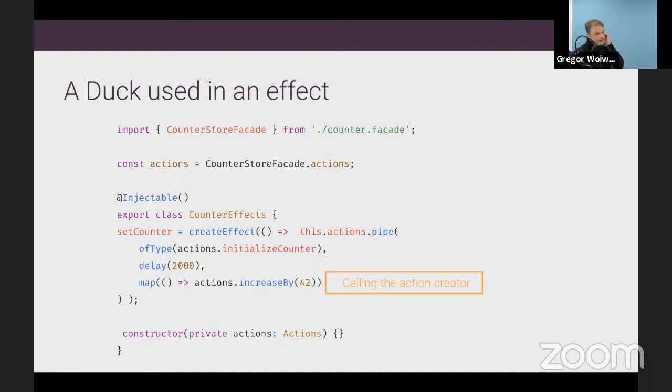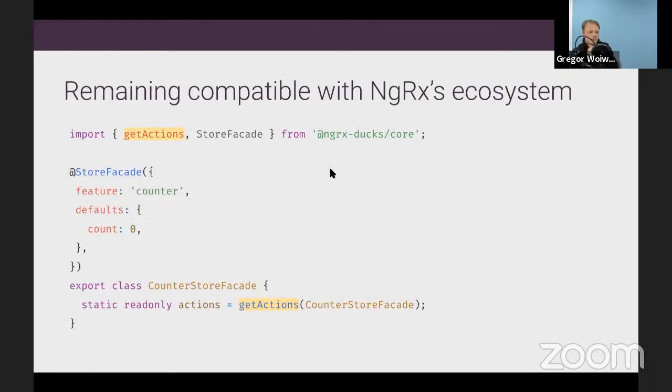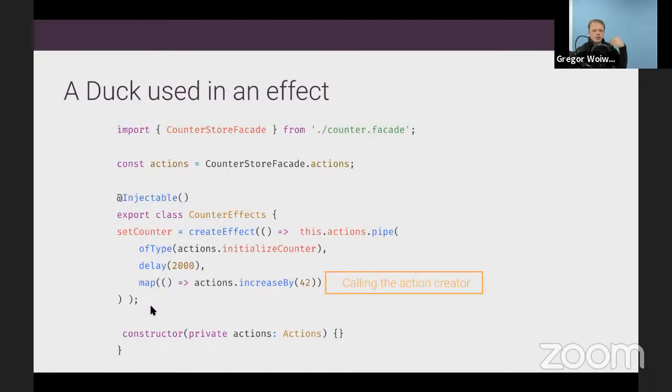Here's an example of how it would look in an effect. This is a normal effect service, and you have your counter effects here, and you can simply import the counter store facade, and then you can access the static property actions. So if you haven't seen this before, this property here is made static and read-only, because you do not need to inject the complete service. It is enough to just consume the actions here. And then you can just assign maybe a shortcut to it, and then you can work with those actions.